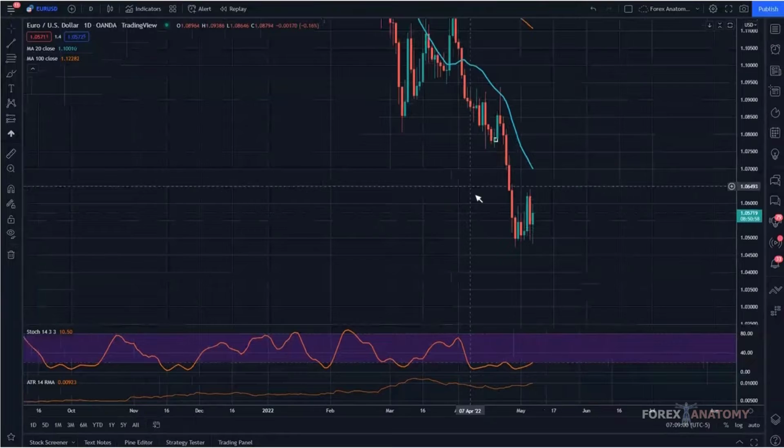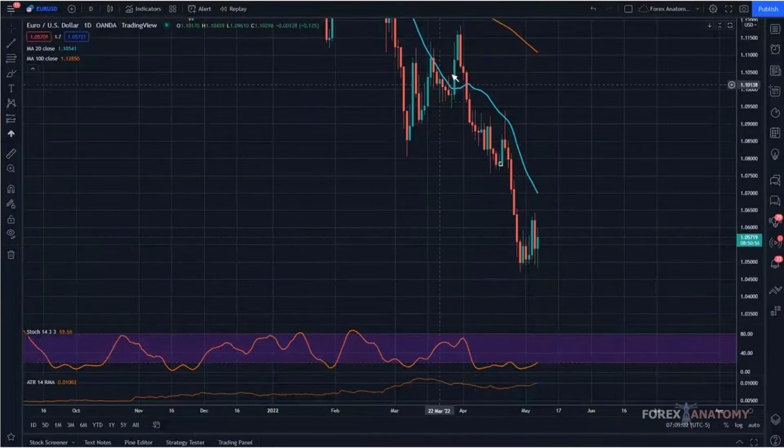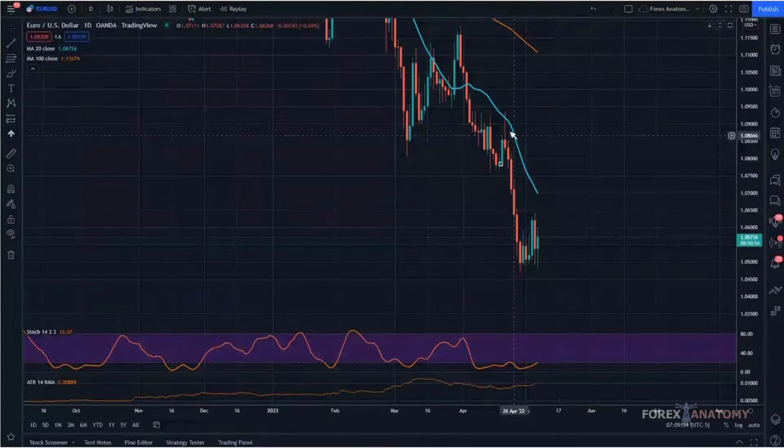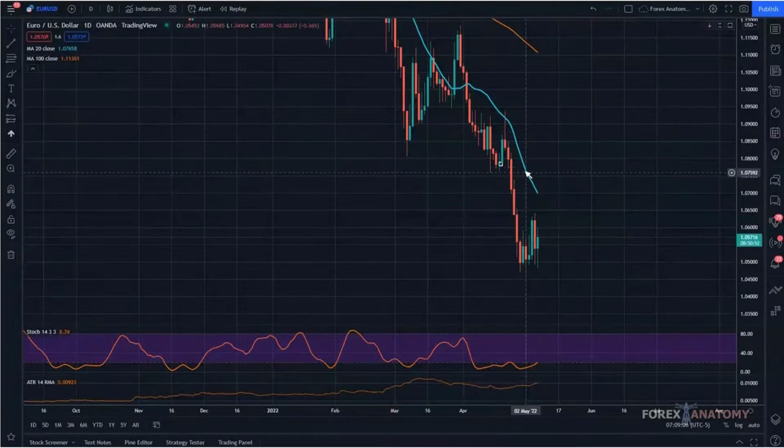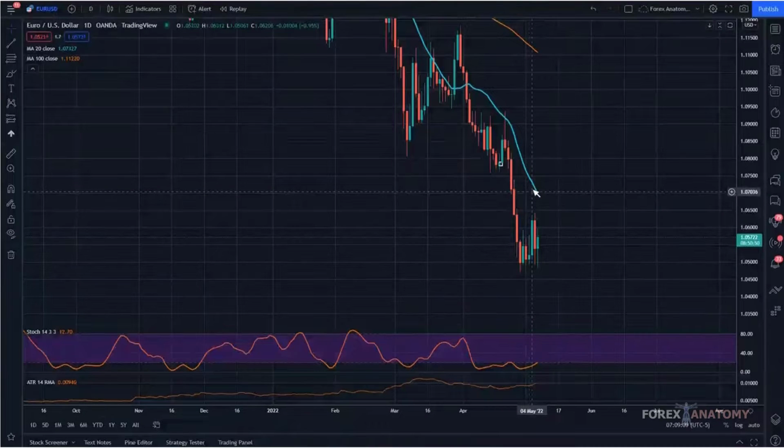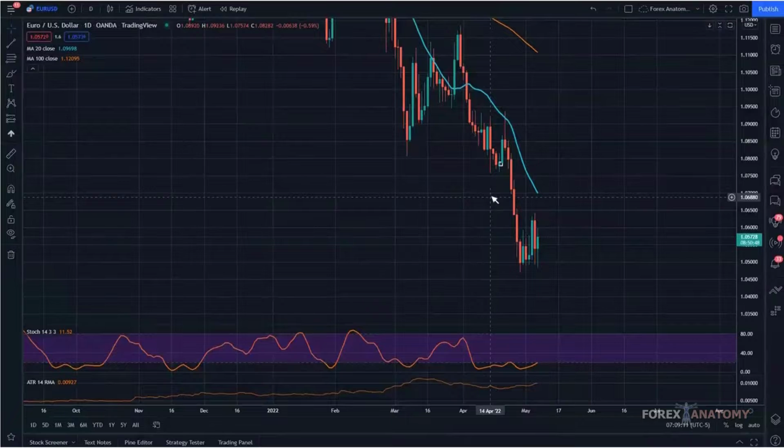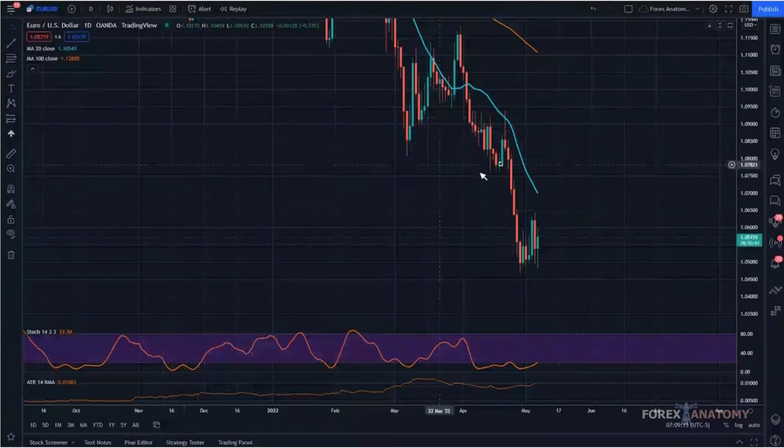bearish. We can see that price is making lower lows, lower highs. The 20 simple moving average, which is this blue cyan line, is sloping nicely and sharply to the downside. So then the bias is really to the downside on the daily. So this is a bearish bias.